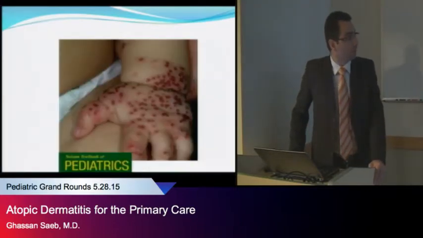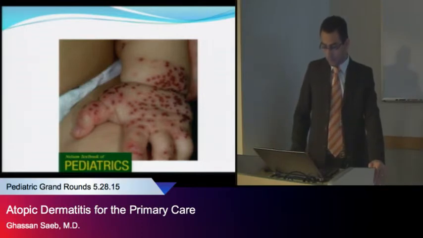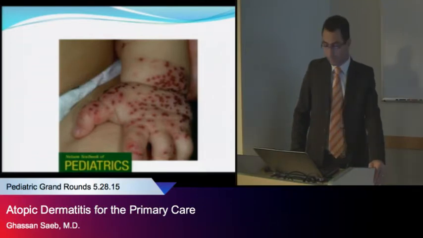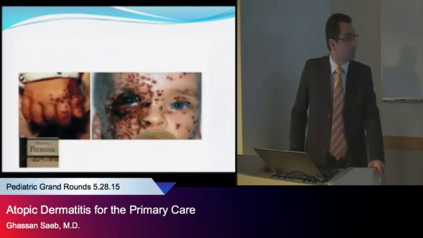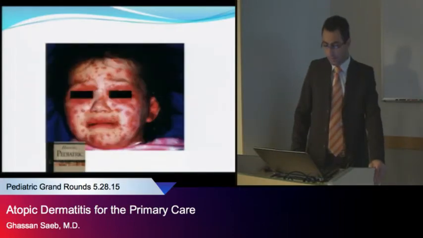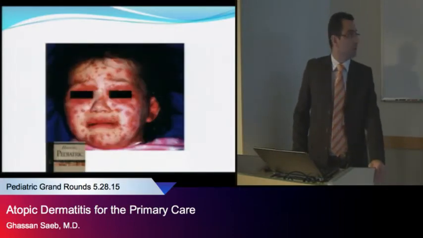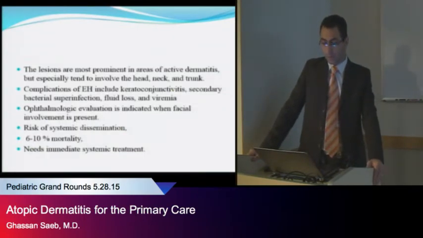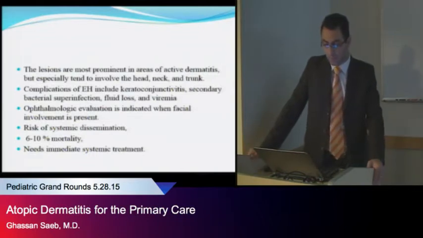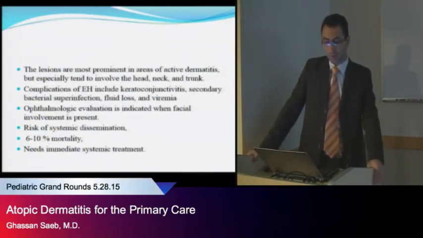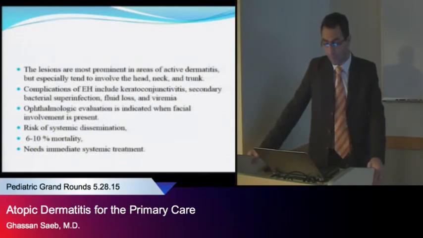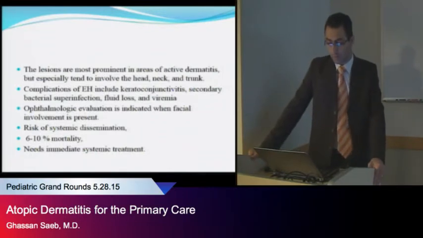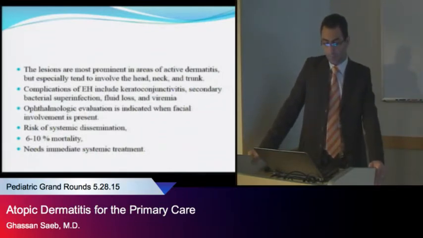Here's eczema herpeticum on the hand, and you see a cluster of small erosions, the same size, monomorphous. This is a bad picture on the eye. This is another one, just from the hair line. The lesions are most prominent in areas of active dermatitis, but especially tend to involve the head, neck, and trunk. Complications of eczema herpeticum include keratoconjunctivitis, secondary bacterial superinfection, fluid loss, and viremia.